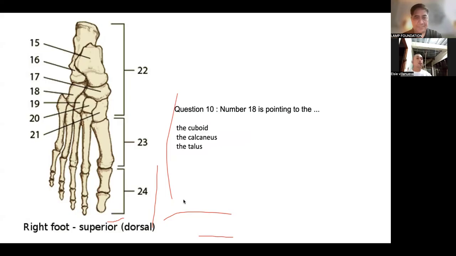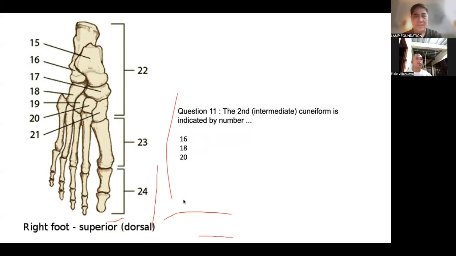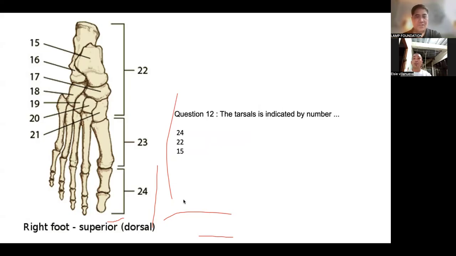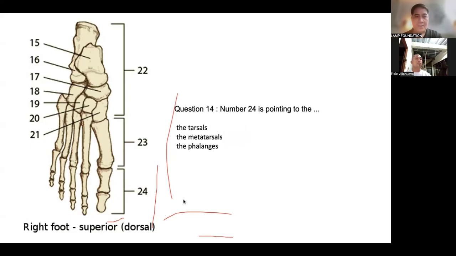The cuboid. Second intermediate cuneiform is number 20. Tarsals. Number 22. 23. The metatarsals. 24. The phalanges. 21. The first medial cuneiform.